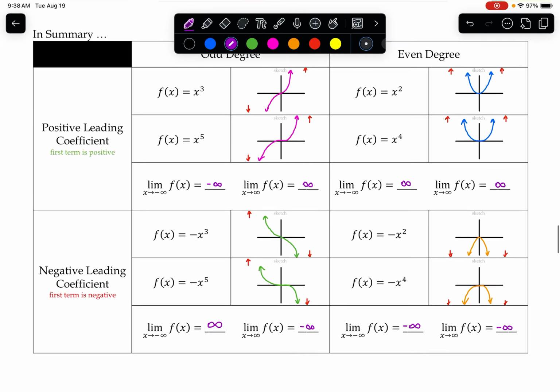So down below is a quick reference for the end behavior that we just did, whether you have a positive or negative, or even or odd. You can take a look at this quick reference chart that I made and do with it what you will.